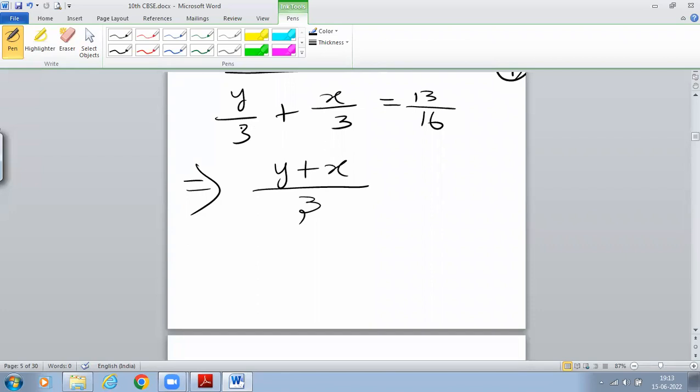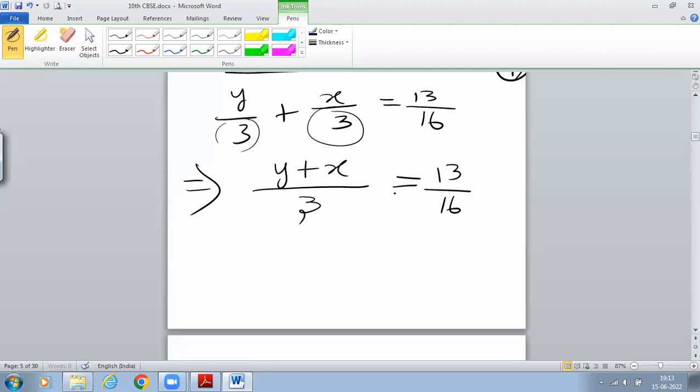But here there is no need. If the denominators are the same, you can do cross multiplication if you want: 3 into y is 3y plus 3 into x is 3x, whole divided by 3 into 3 is 9. But it is not necessary if the denominators are the same. Directly you can write y plus x, whole divided by the same denominator in the next step. This is how you add like fractions. This is equal to 13 by 16.